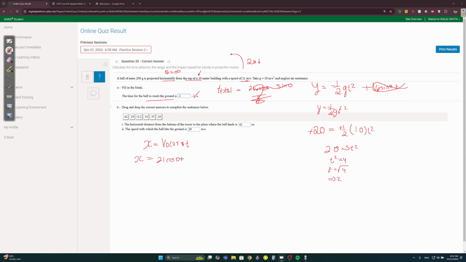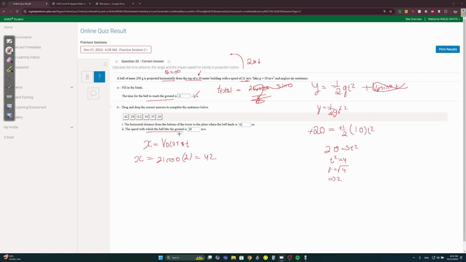Yeah. 21 cosine 0, and then times the time, which is 2. And you get, on the calculator, 42. Because I thought that I was reading part B by accident. The speed with which the ball hits the ground.